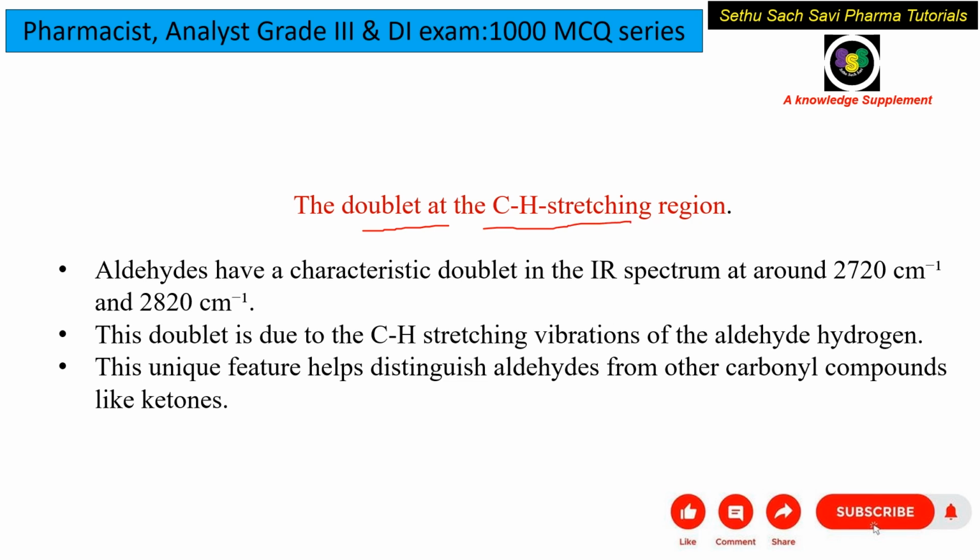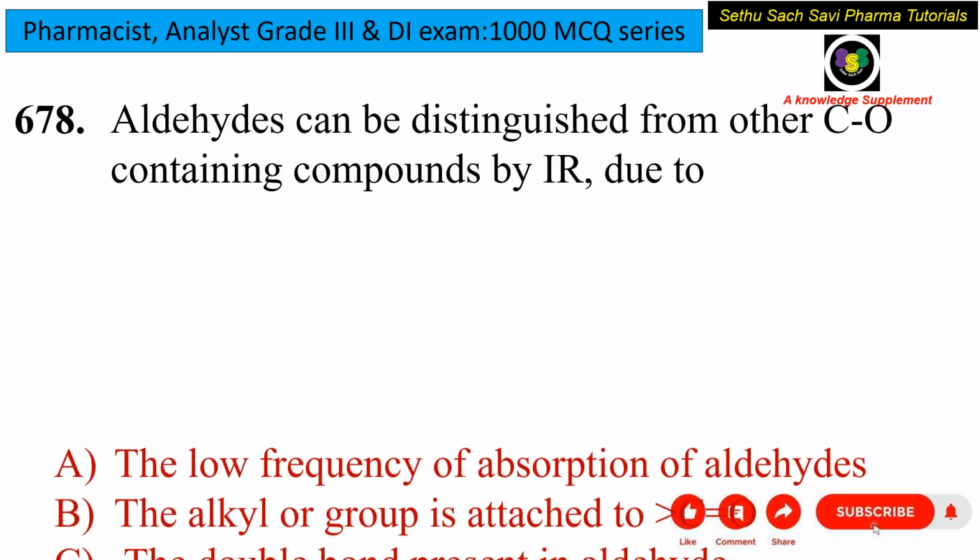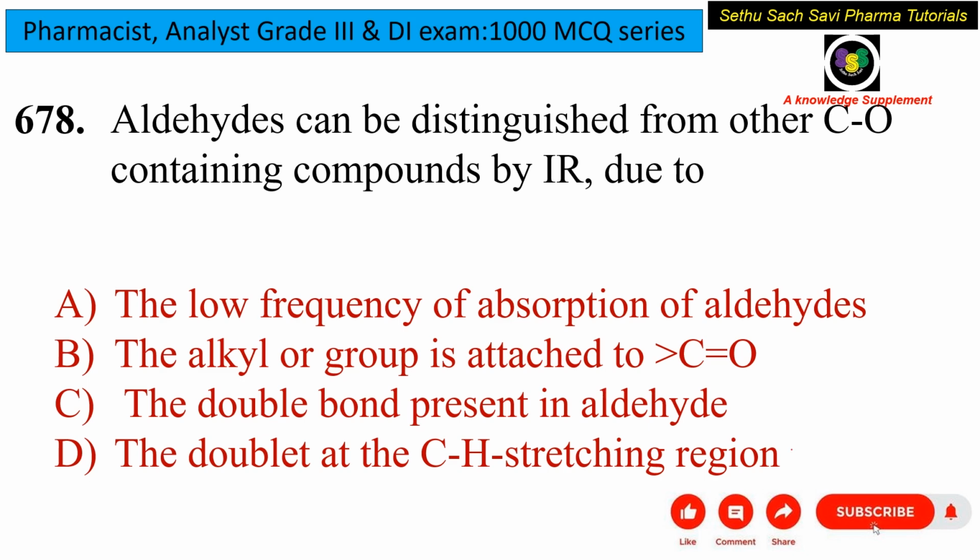So aldehydes have a characteristic doublet in IR in which area? Around 2720 to 2820. Right. So here is the characteristic CH stretching that is taking place. This doublet is due to the CH stretching vibration of the aldehyde hydrogen. Now this unique feature helps to distinguish aldehydes from other types of carbonyl compounds such as ketones. So this is very important. Doublet in the CH stretching region is very important. So what will be the answer for this question? It will be option D.